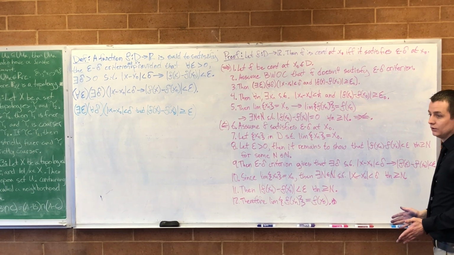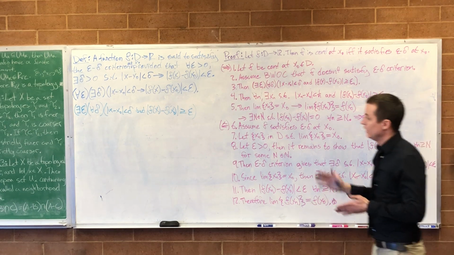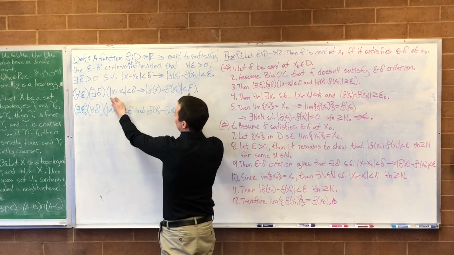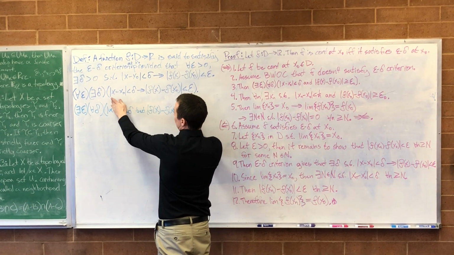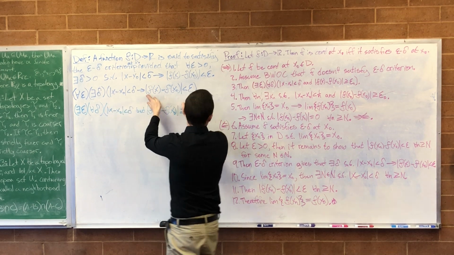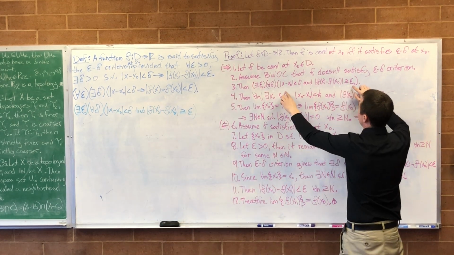Good? There must be some epsilon such that no matter what delta you choose, this statement is false. When is this statement false? When this is true, but this is false. Which is what we're saying right here.